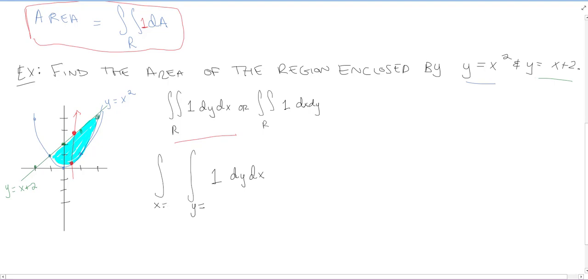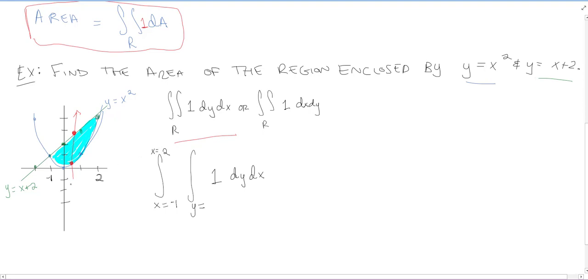So a lot of times it's easier to start with the outside integral. Let's do that really quick. Notice that with x, in your whole region, this blue highlighted region, x goes from -1 and stops at 2. Okay, so this whole region is in between the values x equals -1 and x equals 2. So that's my limits of integration on my outside integral with respect to x.